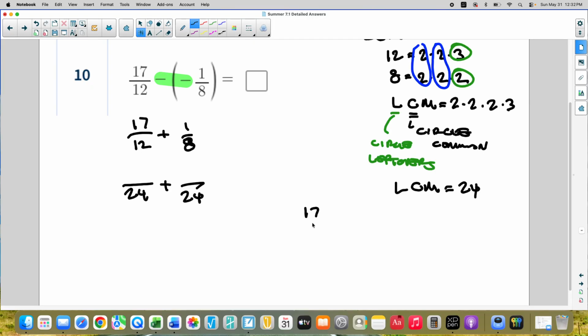So 17/12 equals how many 24ths? We're going to multiply that by 2. So we multiply 17 by 2, which is 34.